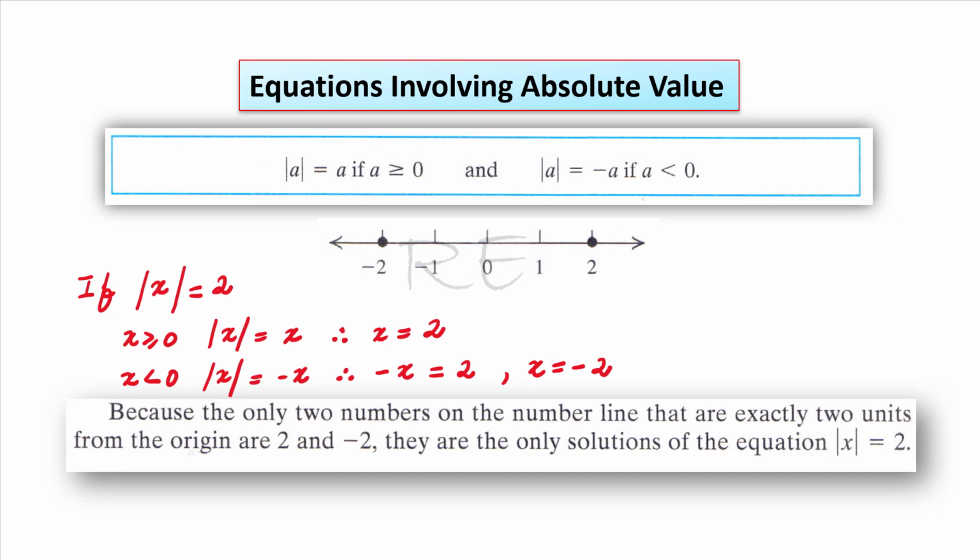So, for the absolute value of x to be equal to 2, we're going to have two solutions, negative 2 and 2. And we can see that those two numbers are exactly 2 units from the origin.